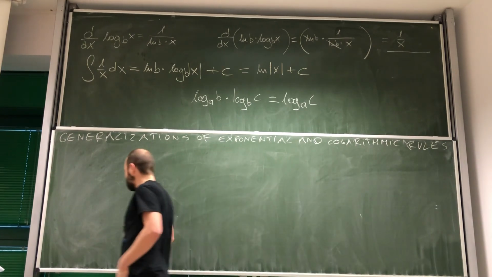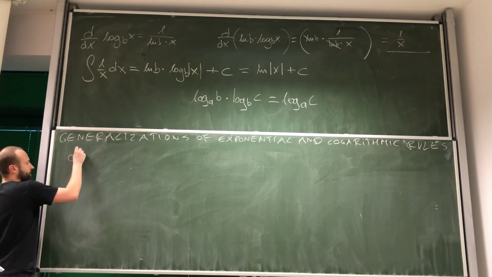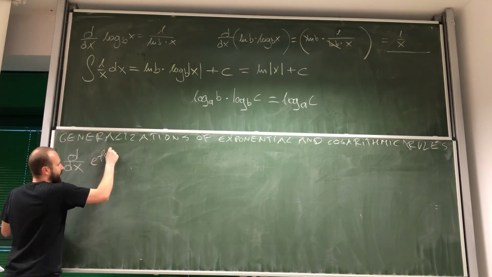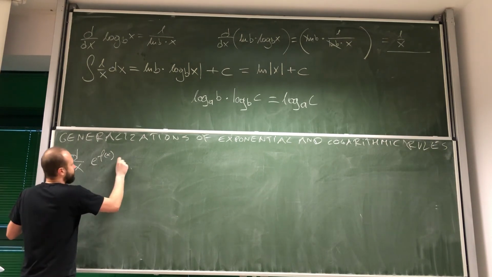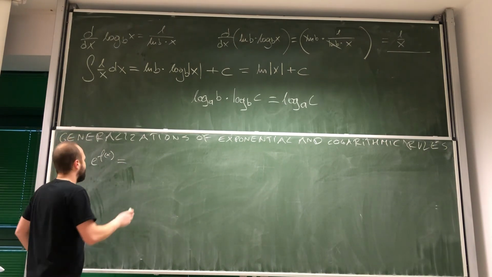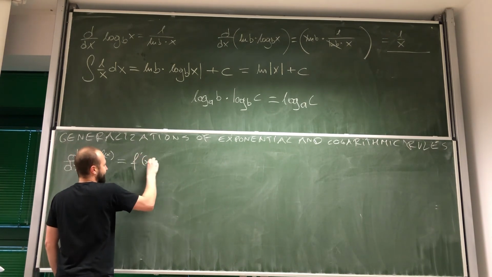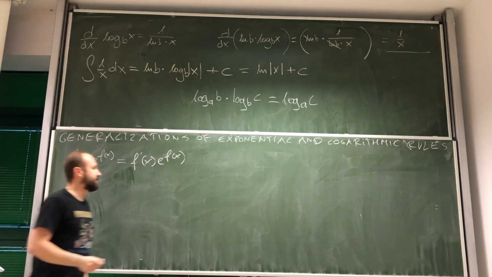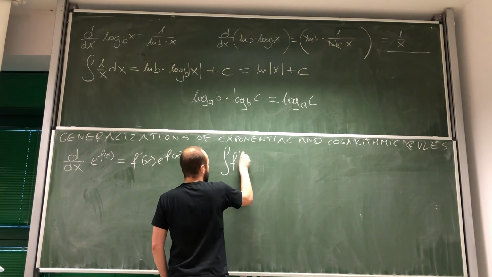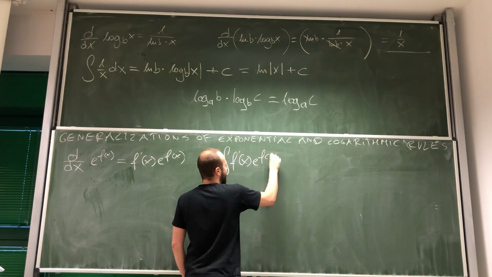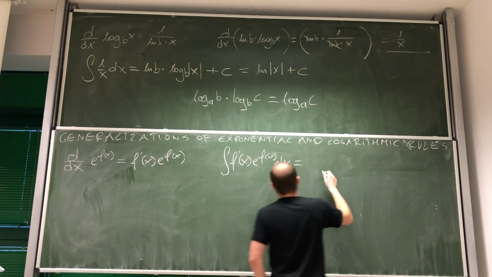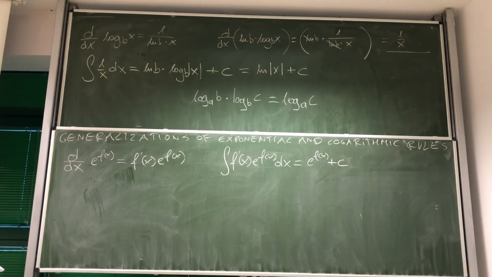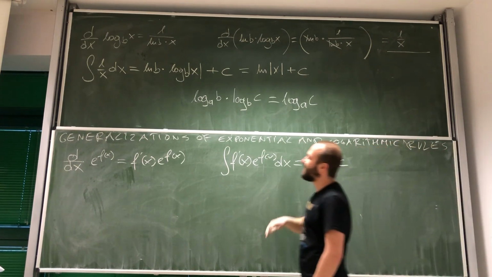First, okay, so first, because d/dx of e to the power f of x is equal to f prime of x times e to the power f of x, right away we can notice that the integral of f prime of x times e to the power f of x dx is equal to e to the power f of x plus c.